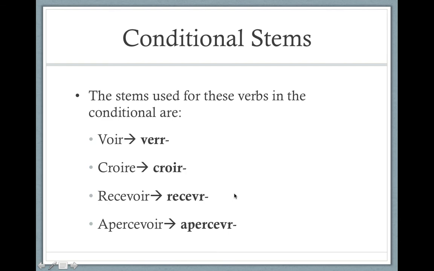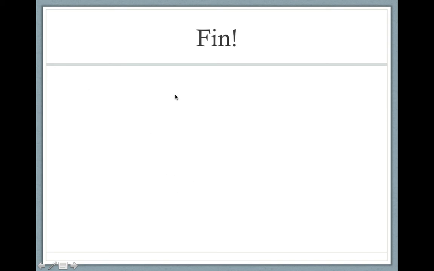And then lastly, they all, of course, also have irregular stems for the conditional. Voir, we've already encountered. The stem is verr, V-E-R-R. Croire is croir. This one's not too irregular because we're just taking the E off the end. Recevoir, recevr. And apercevoir, apercevr. So if you're using the conditional, these are the stems that you would use before you add on the imparfait endings. Et ça, c'est la fin.